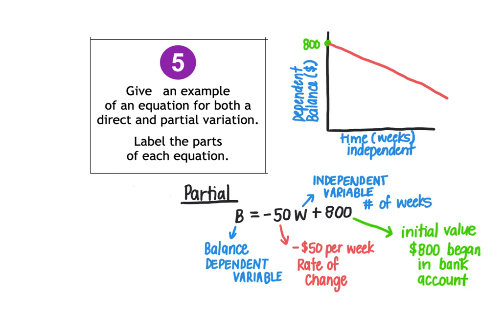In our table, we would begin with a table set up with our independent being weeks. Our first column would be weeks, and our second column would be balance. For the initial value of 0 weeks, we would have $800. And then for every week that passes, we would be decreasing that $800 by $50 every week. And there you have it, a partial variation with a table, a graph, and its equation. Good luck as you practice identifying initial values.